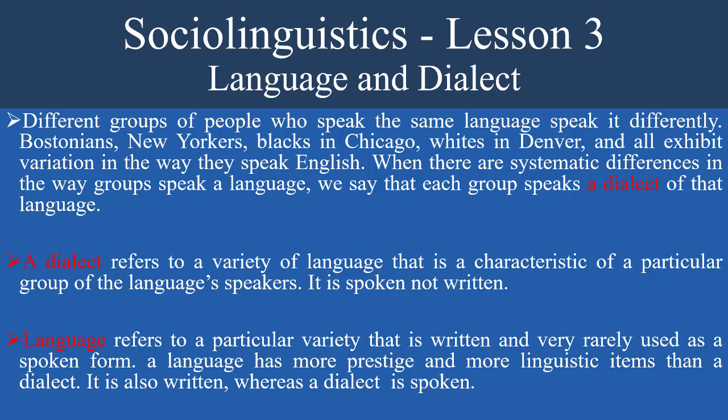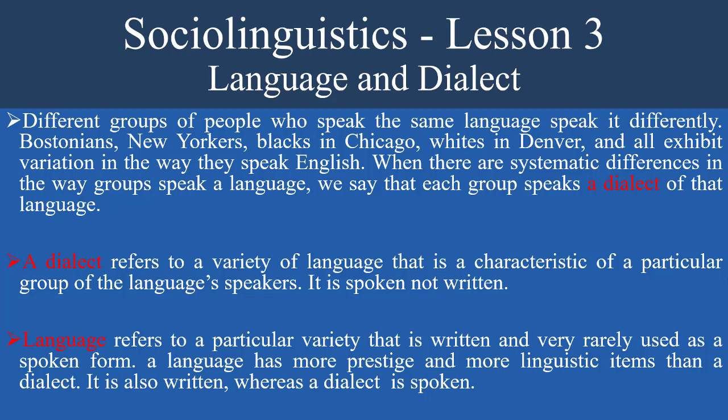When there are systematic differences in the way groups of people speak a language, we say that each group speaks a dialect of that language. So a dialect refers to a variety of language that is characteristic of a particular group of the language speakers. It is spoken and not written. Okay, so this is the definition of dialect. It refers to a variety of language that is characteristic of a particular group. So it is associated with a particular group.